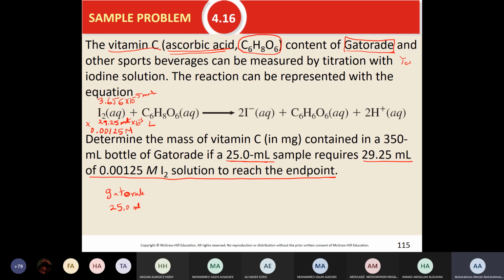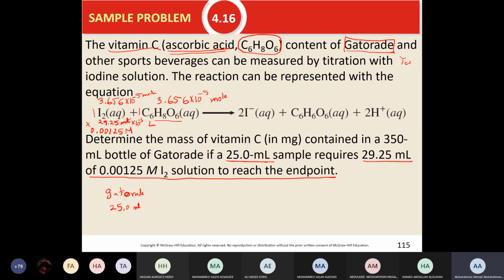Who got the same answer? Great. How many moles of ascorbic acid or vitamin C do we need? The same, 1 to 1. So this one is 3.656 times 10 to the power -5 mole. Can you change this into grams? Not milliliter, mole, I'm sorry.